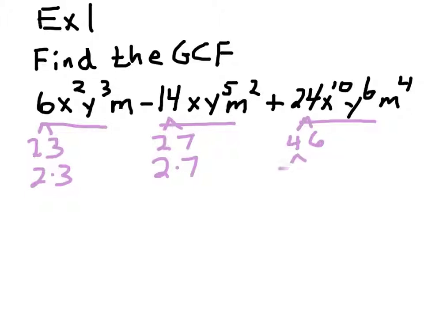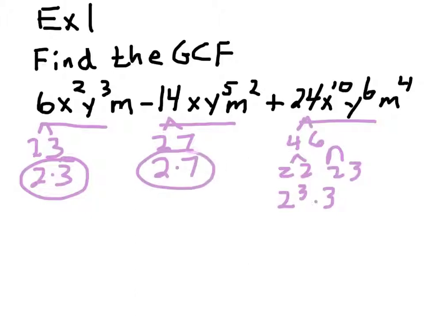Break that down to 2 and 2. Break the 6 down to 2 and 3. So what do I have there? 2 cubed times 3. Now let's just take a look at the number part of this. Then we'll get to the letters.